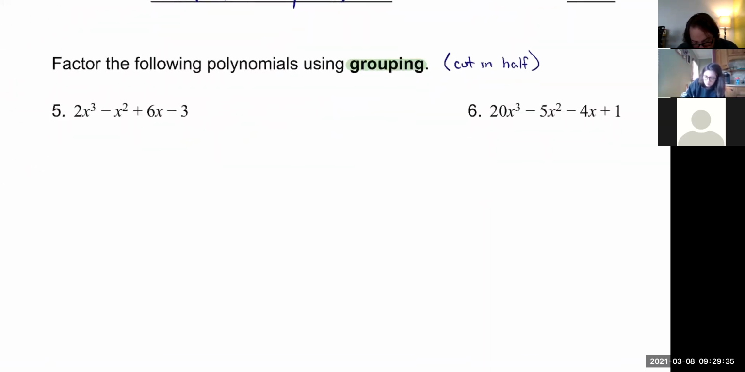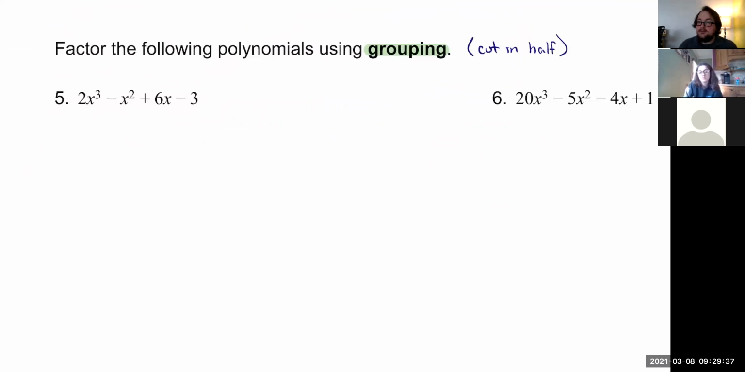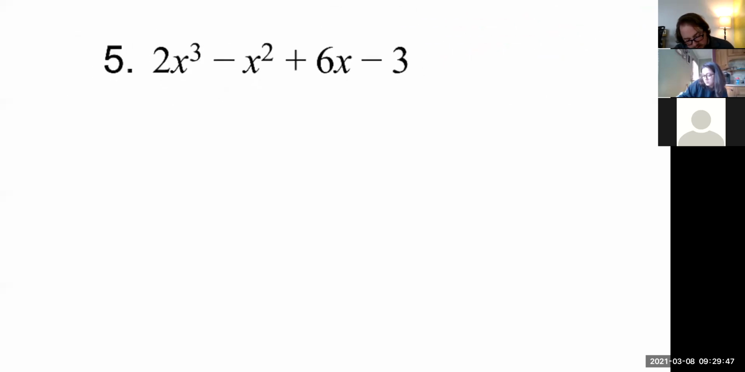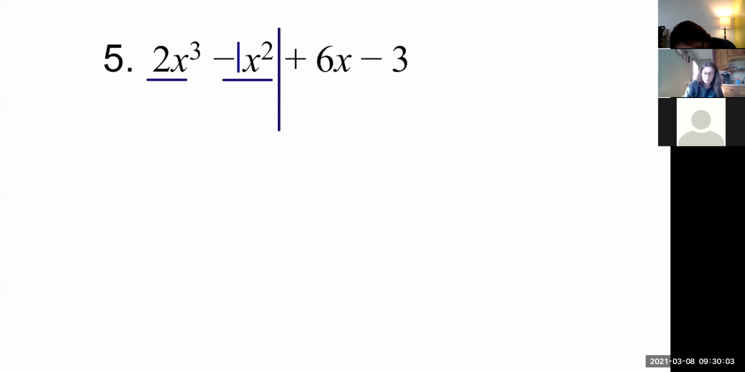Because if you look at it, the odds of you finding a greatest common factor for all 4 terms is a lot less likely. The more terms you have, the harder it is to find a greatest common factor. So starting with this first one here, by grouping it, I'm going to cut it in half here. Notice I keep the signs with their terms, and I'm going to focus on the left-hand side first. So focusing on these 2 terms, if it helps, if you need to see that negative 1 that's hiding there, draw that in as well.